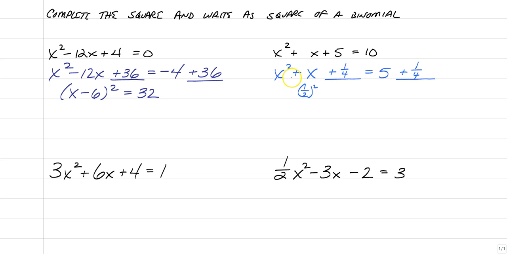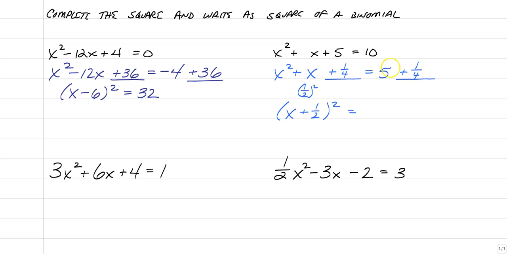So all we're going to do now is write this as the square of a binomial. So we have our x, half of a positive 1 is a positive 1/2, squared equals. Now remember, when we add fractions, you need to have common denominators. So again, you don't have to do this in your head. You can take 5 and add 1/4 to it in your graphing calculator, change it to a fraction, and it's going to tell you that it's 21/4.